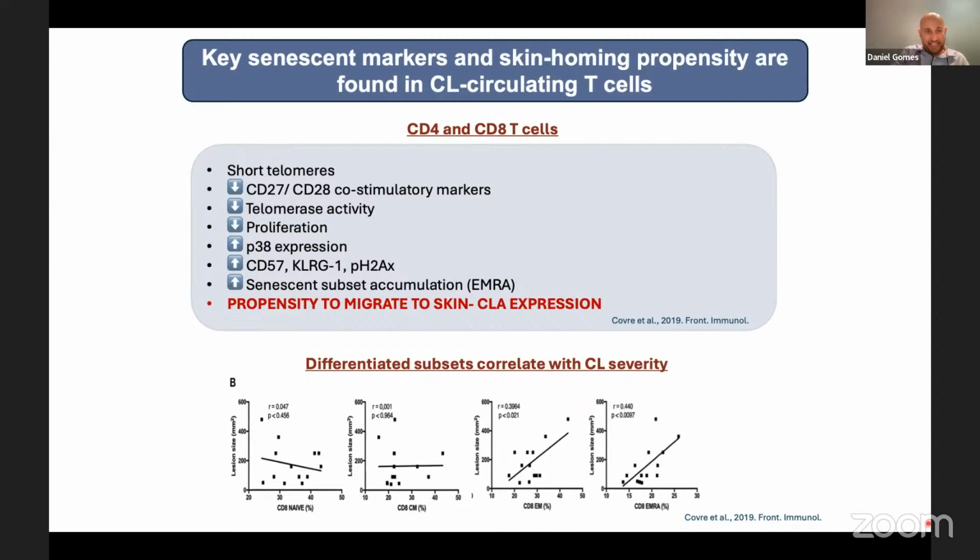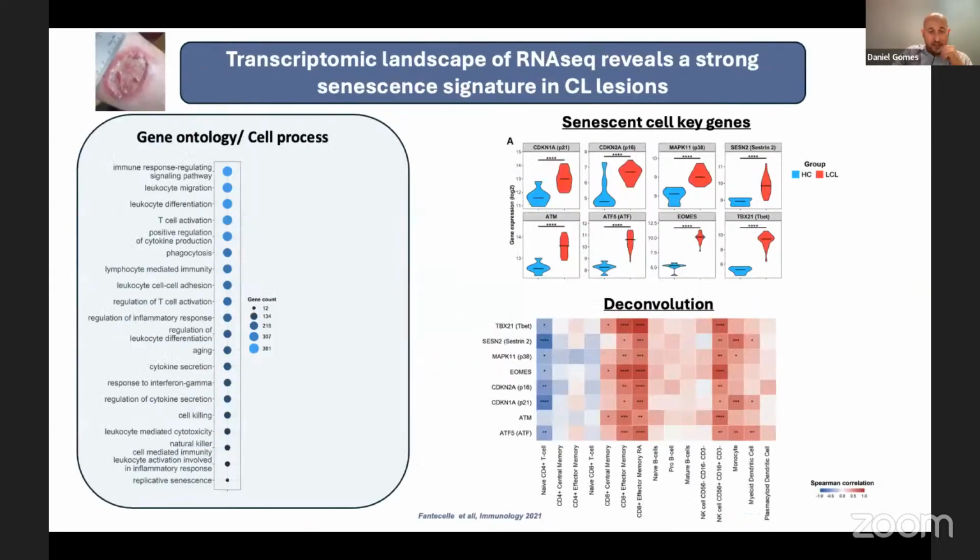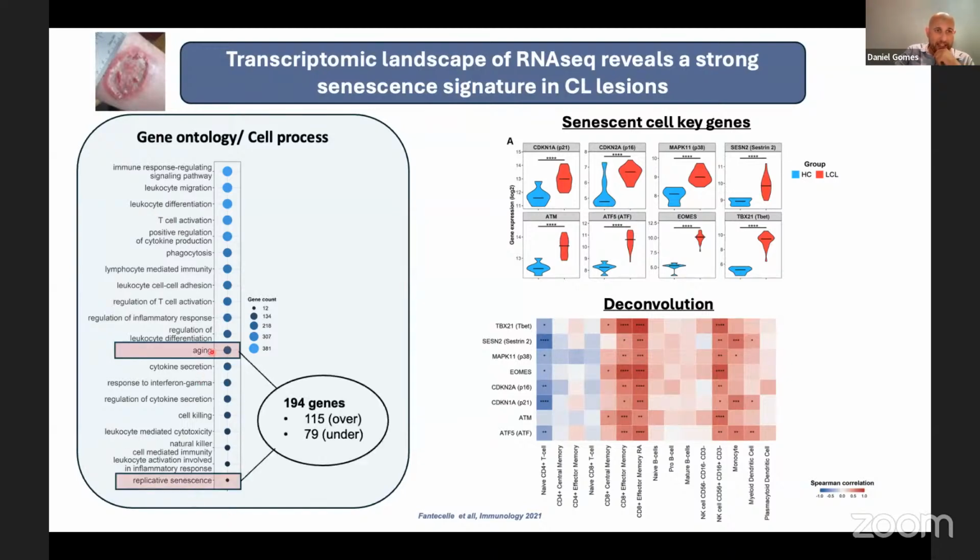And then we decided to analyze the skin, as I mentioned before, and we took biopsies to do transcriptomics and different experiments. We start showing the skin experiments by analyzing the transcriptomic signature that we identified in lesions. Here is the gene ontology highlighting the whole cell process that we could see in lesions. I would also like to highlight here that aging and replicative senescence were cell processes that were more expressed in lesions at the time.